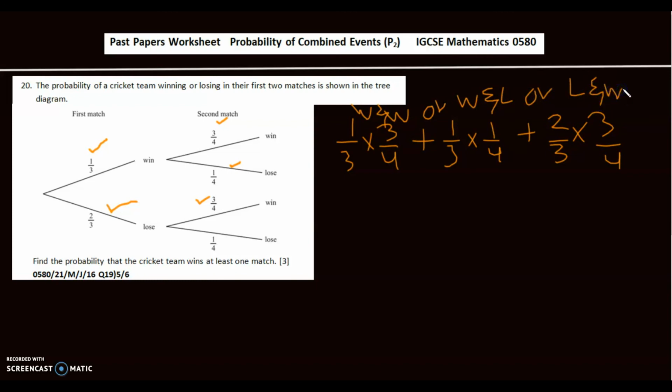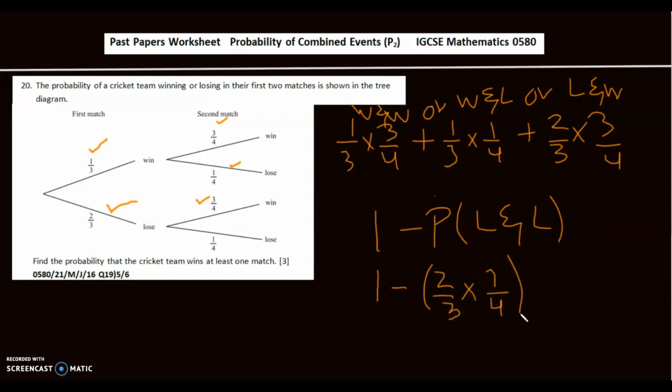Either you do this, or what you do is, another option is 1 minus probability of losing and losing. So that's the case we don't want to take. Any other case we'll accept. So 1 minus probability of losing and then again losing is 2 by 3 times 1 by 4. So this should give 5 upon 6, and also all of these should also give 5 upon 6. So use either one of these methods.